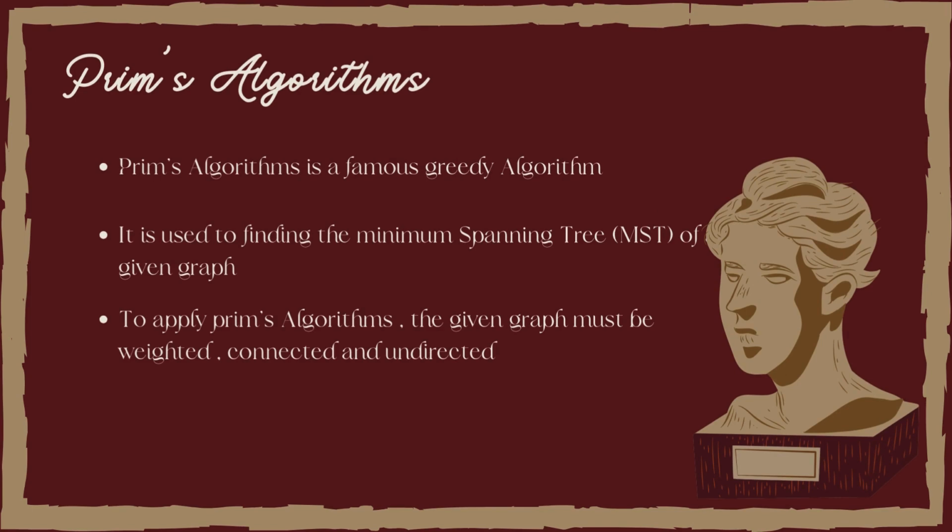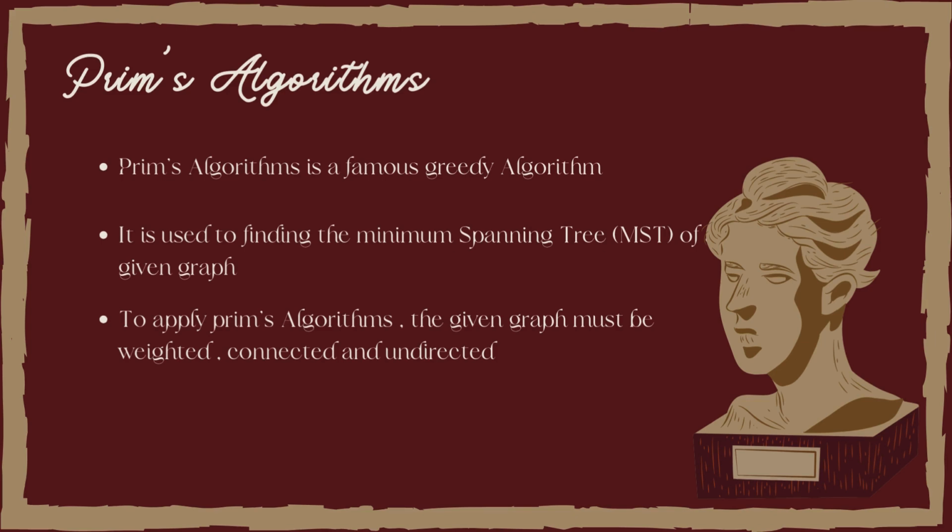Prim's algorithm is a well-known greedy algorithm. It works by always choosing the edge with the smallest weight at each step. It is mainly used to find the minimum spanning tree of a graph. That means it connects all the vertices together while keeping the total cost as low as possible.